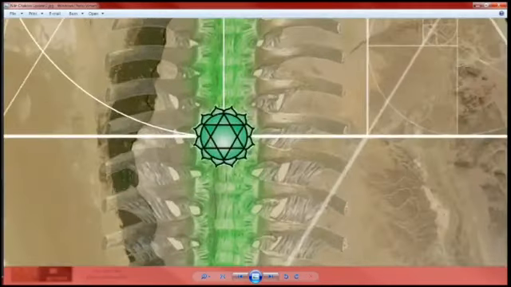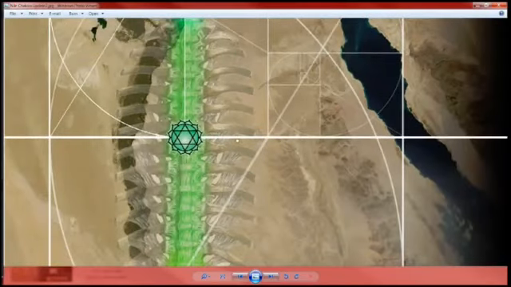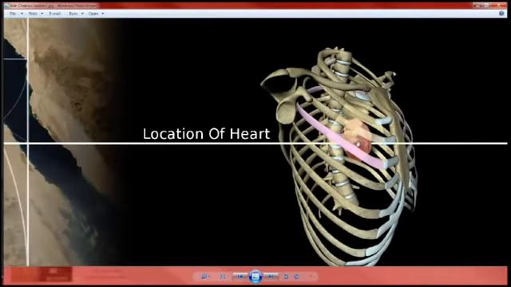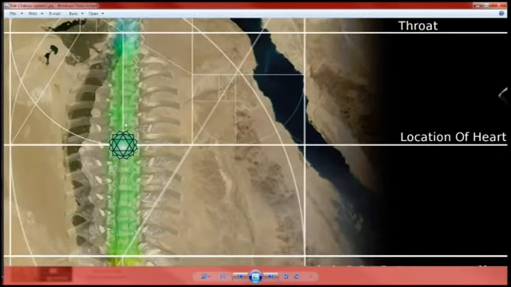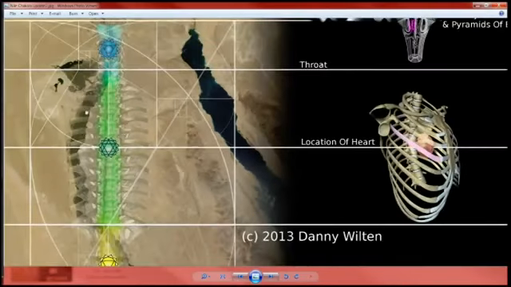This area that you see right here, where I've got this heart chakra symbol, is important because when we take a look, this is exactly where the heart is located in the human body. It's located in the area which is basically right in the middle of the rib cage. So this is where the heart would be located, right here. And you can see how the Nile follows the rib cages as they come up.